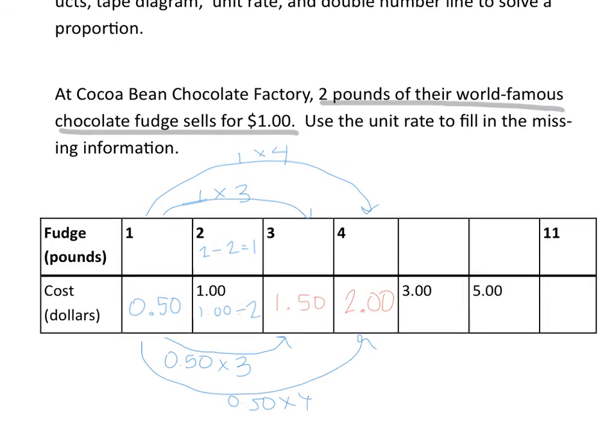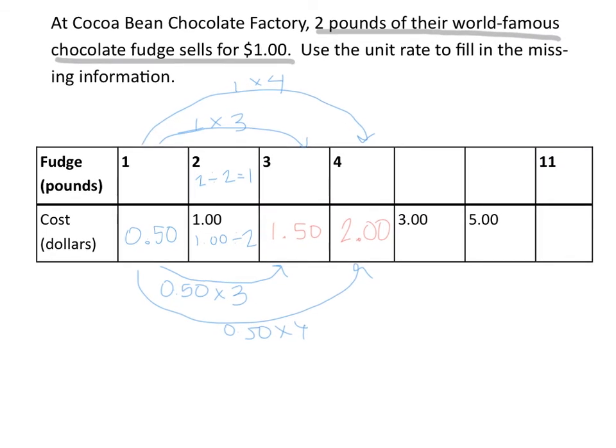Now we can apply this the same way to fill in if we have the bottom. If we know that to get from 50 cents to $3, we would say 50 cents times 6. Then when we come up top, we say 1 times 6, and that's how we get that $3 would buy us 6 pounds of fudge.